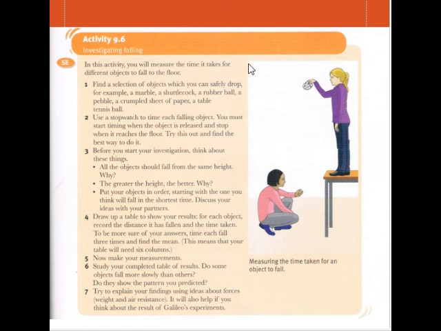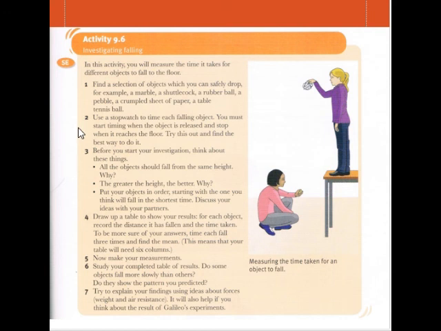Number one, find a selection of objects which you can safely drop. For example, marble, shuttlecock, rubber ball, pebble, crumpled sheet of paper, or table tennis ball. Then use a stopwatch to time each falling object. You must start timing when the object is released and stop when it reaches the floor. Try this out and then find the best way to do it.